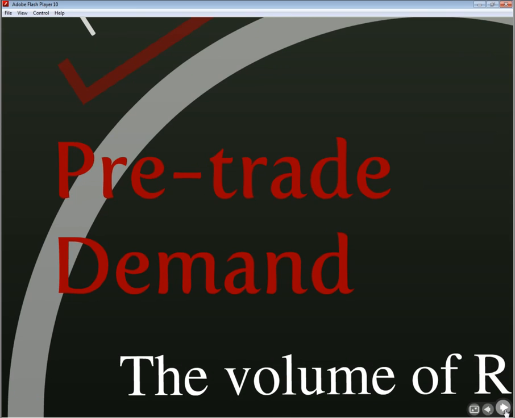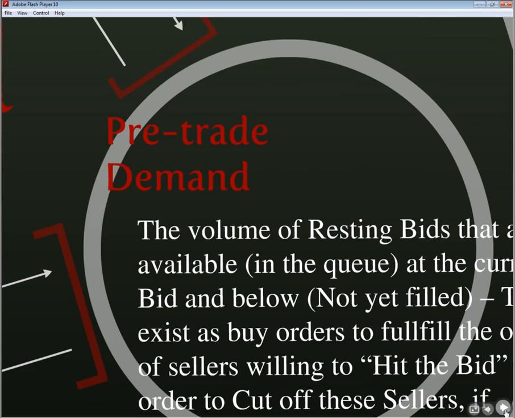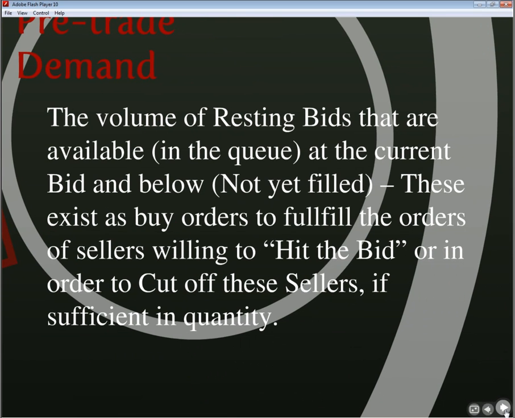Now, pre-trade demand. This is just the other side of the table, really. This is the volume of resting bids that are available in the queue, not yet filled, at the current bid and below. These exist as buy orders to fulfill the orders of sellers willing to hit the bid. So sellers who want to get into the market right now will have to hit the bid. If they put in an offer, they'll have to wait for somebody to come and lift their offer, right? So if we want to short the market right now, we would have to hit the bid.